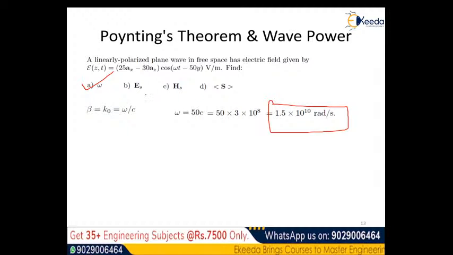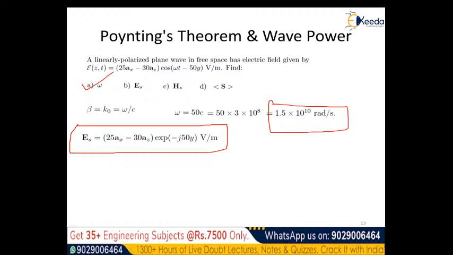So omega is known to us. Next we require ES. From the given expression we write ES is equal to 25 ax minus 30 az, exponential of minus j into 50y, in terms of volts per meter. So here is the answer for part B.